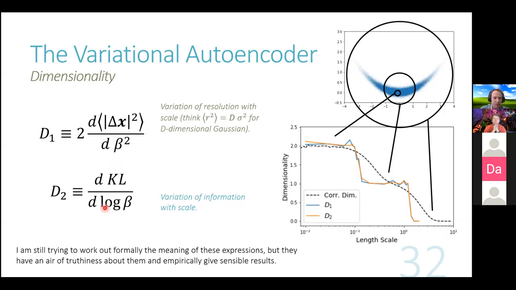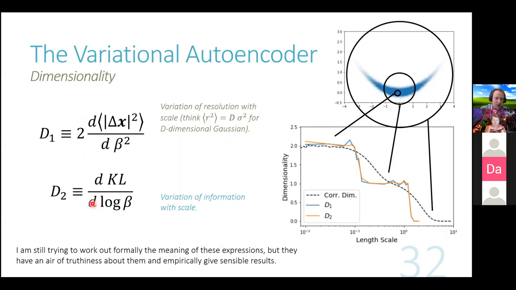There's a little bit of intuition behind these two formulas. The top one is something like: if you have a d-dimensional Gaussian, the variance of the samples, the radius of the samples, scales with the dimensionality of the Gaussian. So if you take the derivative of this quantity with respect to the resolution scale squared, you get d out. I think of this reconstruction error as something like this R squared, and this beta as something like sigma. And I have a reason for this factor of two, but I won't be able to go into it.